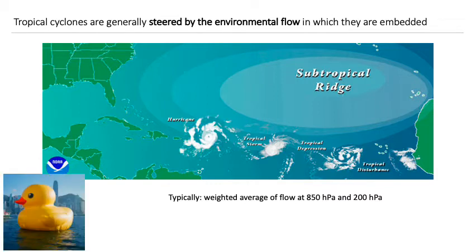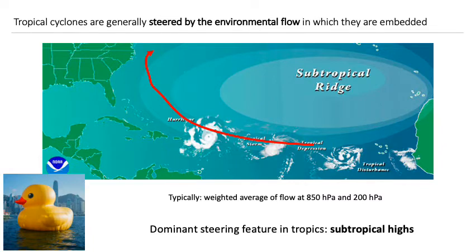And so we like to think of this as analogous to a rubber ducky floating down a river. You might think of tropical cyclones as being very large, but in the context of the large-scale circulation of the atmosphere, they're actually relatively small. So they're just being pushed along by the large-scale flow.